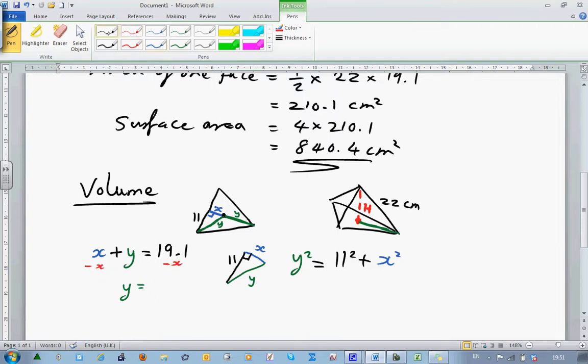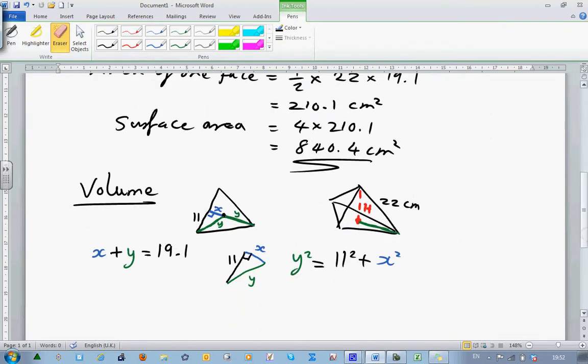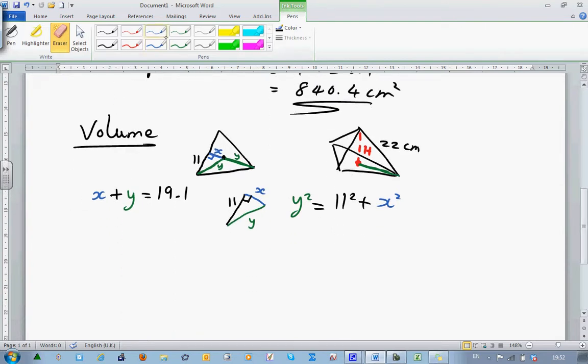I'm going to change my mind there, and I'm going to find a value for x. Now bear with me here, it's quite a complicated piece of mathematics, but we're doing alright. What I'm going to do is define x. So if I subtract y from both sides, then x is 19.1 minus y. Now I'm going to take that value of x and put it in here. So the yellow goes with the yellow. So I'm ending up with y squared equals 11 squared, which is 121, plus this new value for x.